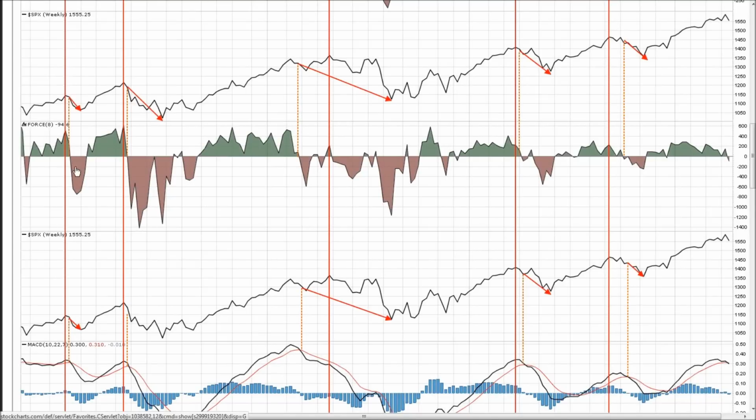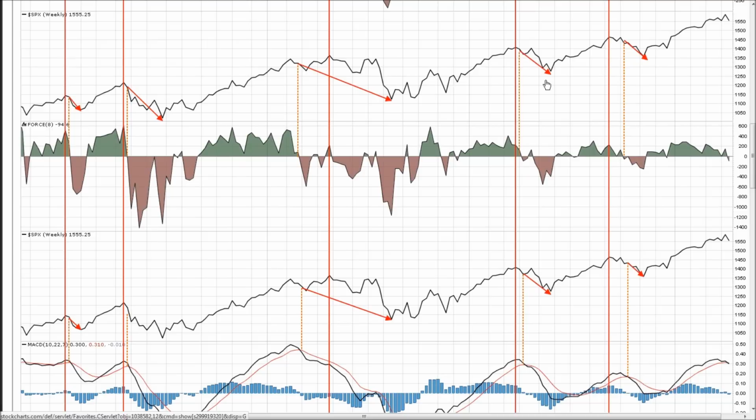Once the force index drops below, the odds of a correction increase. High probability bullish move drops below, the odds start to deteriorate. Eventually, all of these gains are erased here in the S&P 500 weekly. High probability move, force index drops below, the odds of bullish outcomes start to decrease.